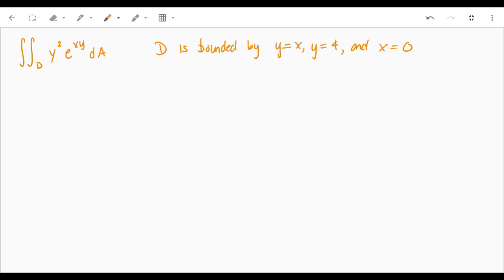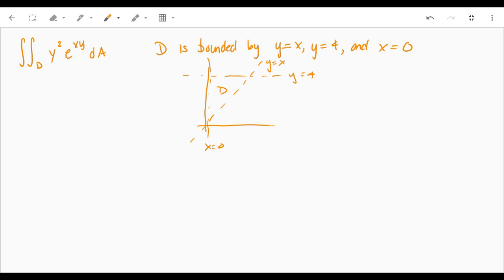Okay, so now this is one where they don't explicitly lay out the functions they want you to use. You need to draw in that region and figure out what you want to do with it. So we would have the function y equals x, we would have y equals 4, and we would have x equals 0. So there's your region.